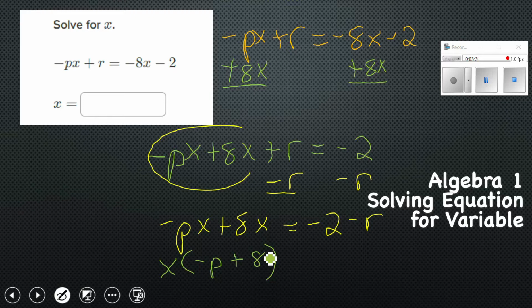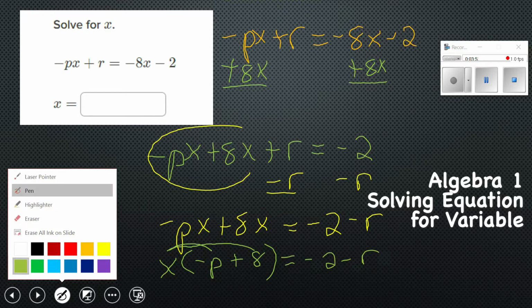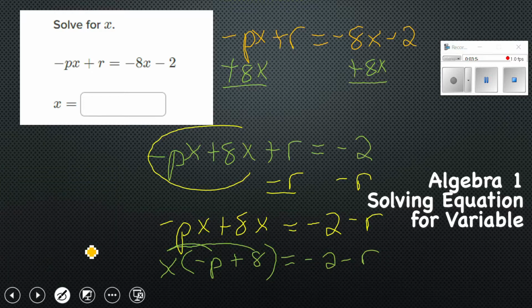If I did x times negative p, I get negative px. If I do x times 8, I get 8x. So this makes sense that we can factor out an x. And on the right side, I'm just going to bring down what we had before. Okay, and our last step here is to get x by itself. And of course, this is multiplication. So we're going to divide both sides by negative p plus 8.